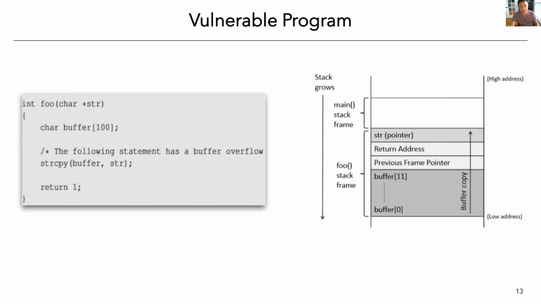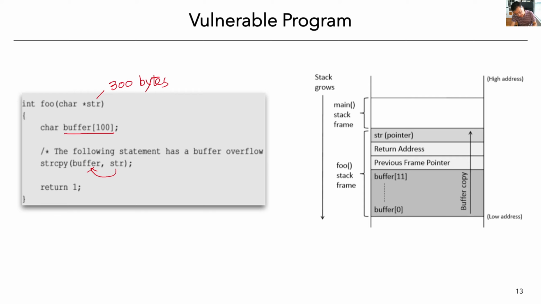So here is the definition of the FOO function. In the FOO function, there is a buffer of 100 bytes. Then we use string copy to copy from the string into the buffer. You remember, the string could be as long as 300 bytes. But it's possible to write more than 300 bytes into the buffer.